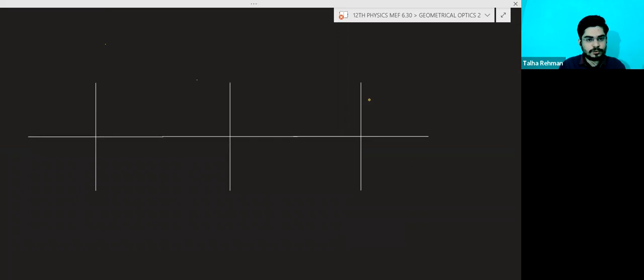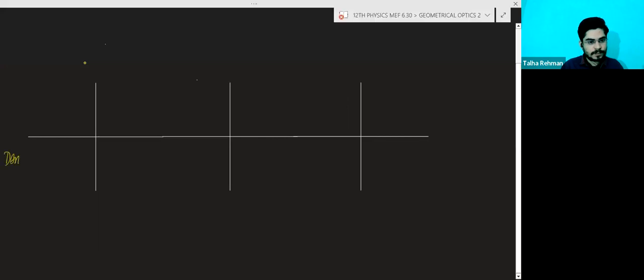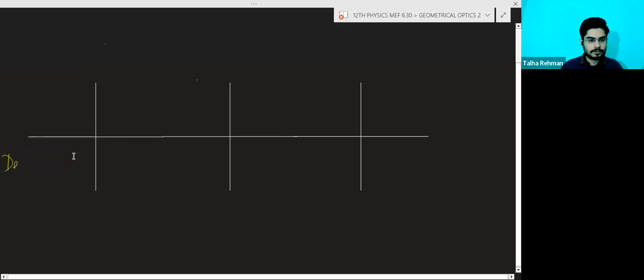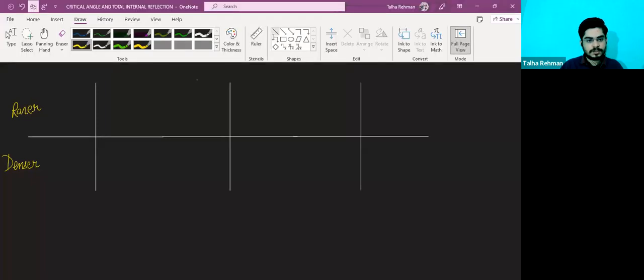Okay. So this is some surface, and these are the normal I have drawn. So why I have drawn all these things? You will get to know now. Suppose first the incident, and this is the denser medium, and here is the rarer medium. The light is traveling from denser to rarer medium, for example.